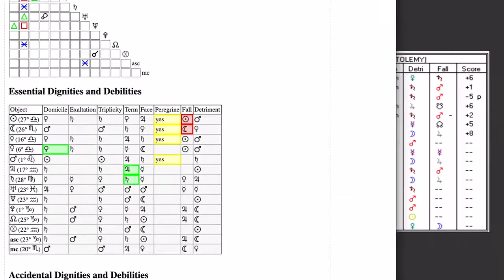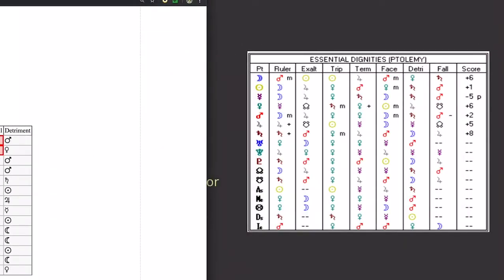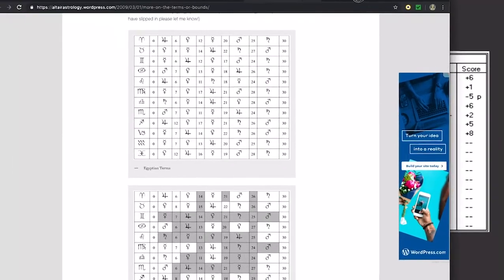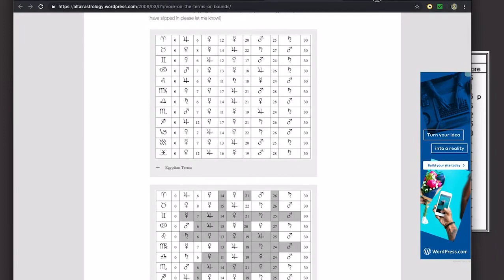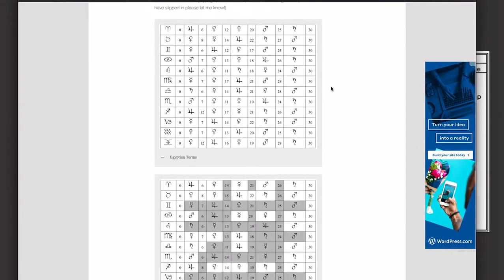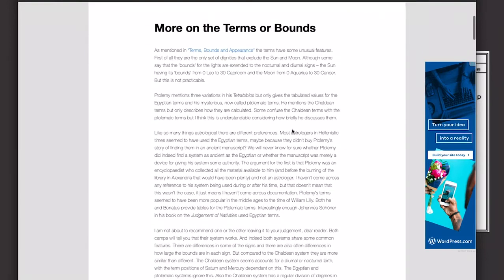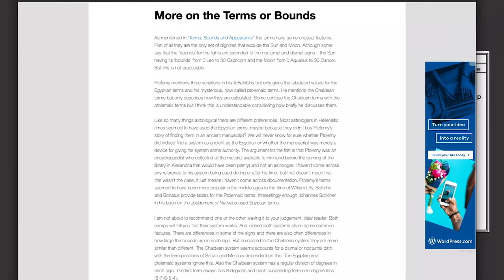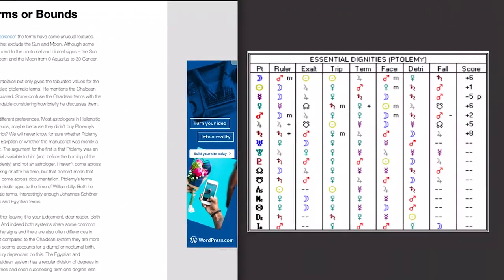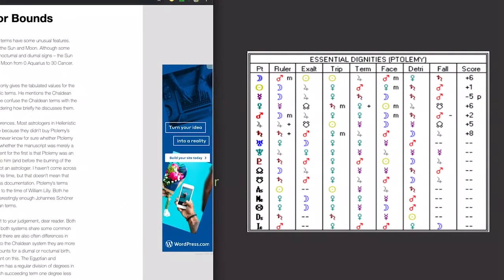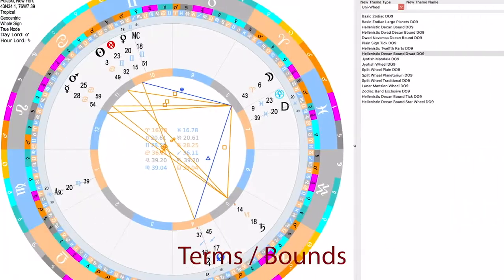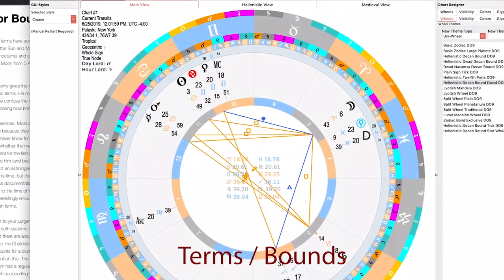So next, let's talk about term or bounds. And if you look at term or bounds, if you go to Horary Astrology WordPress, they have a very nice graph and explanation talking about terms and bounds. Terms or bounds, same thing. So terms or bounds are, again, this is a less thing, but it does divide up a sign into 5 unequal chunks. So let's go over here and take a look.